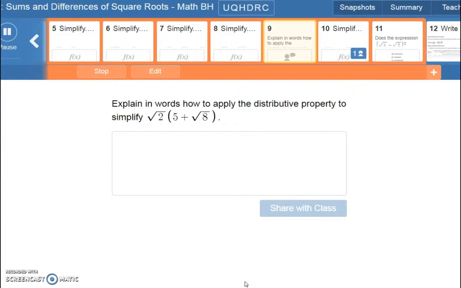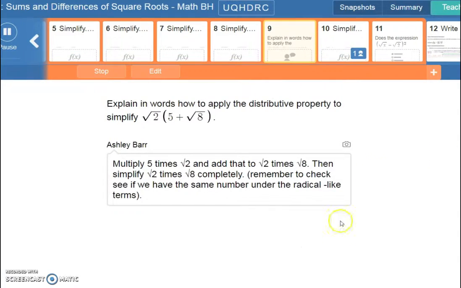Let's take a look at how we can apply the distributive property to simplify the square root of 2 being multiplied to the sum of 5 plus the square root of 8. So if I want to simplify this, we are going to multiply 5 times the square root of 2 and add that to the square root of 2 times the square root of 8. Then we're always going to simplify square root of 2 times square root of 8 completely. Always remember to check to see if we have the same number under the radical, which are like terms, to see if we can continue to simplify.